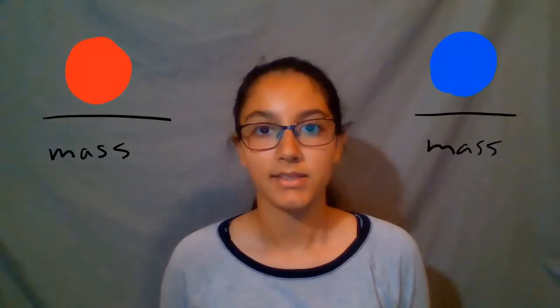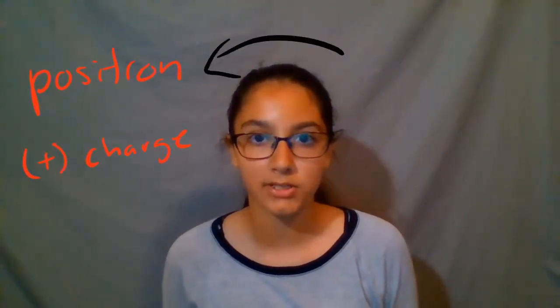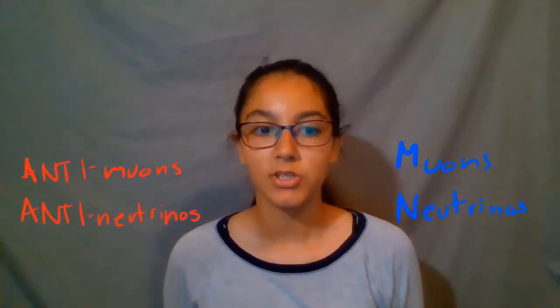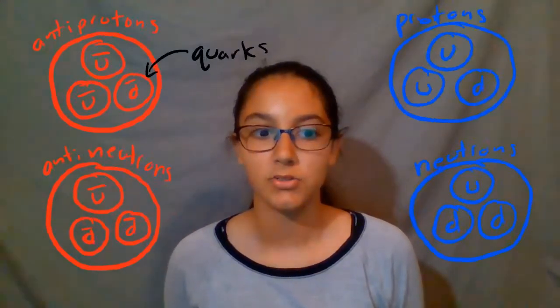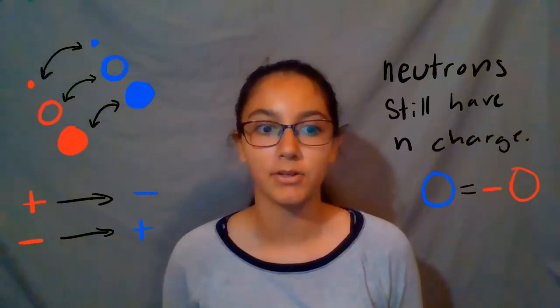They have the same mass and the same properties, but an opposite electric charge. This means that an electron that normally has a negative charge is instead something called a positron that has a positive charge. Not only are there anti-electrons, but there are other antiparticles as well, such as antiquarks, antitaus, antimuons, and antineutrinos, which can make up antiprotons and antineutrons. Basically, for every particle, there's an equal and opposite antiparticle.